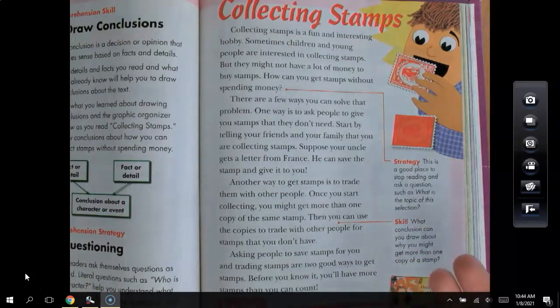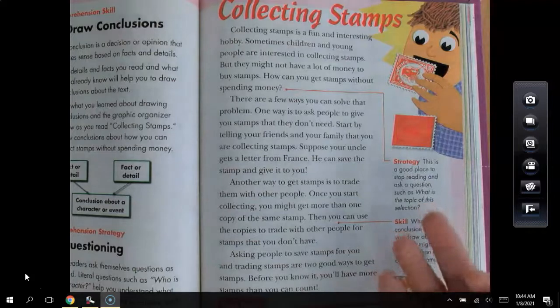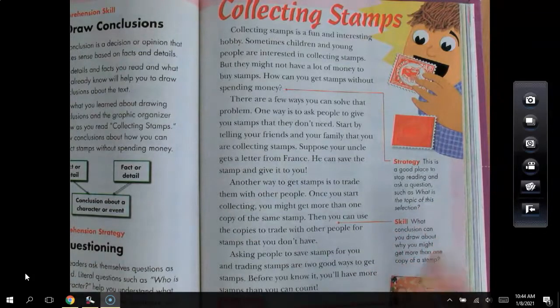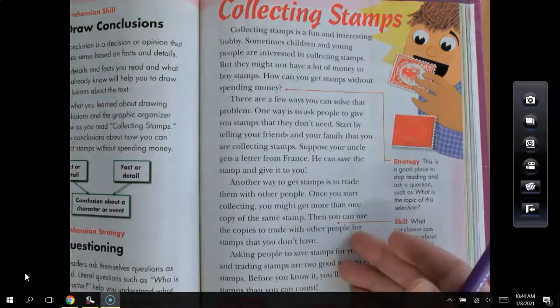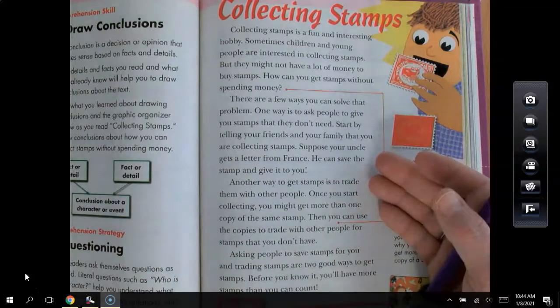I sure did. One of the ways is in mail. Every day we get mail in our mailboxes. You could just cut out the stamp and start saving them. That was another way that I thought of. So drawing conclusions is using clues from the story and activating your prior knowledge, information you already know, to help solve the problem or to help figure out the answer.